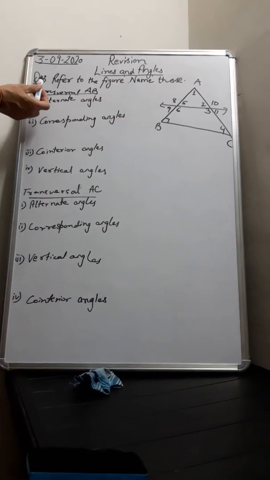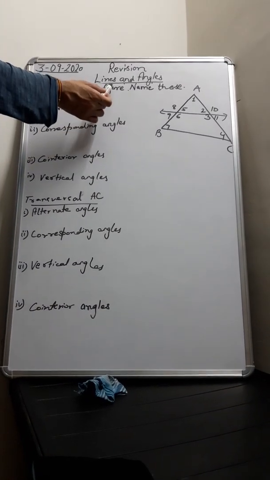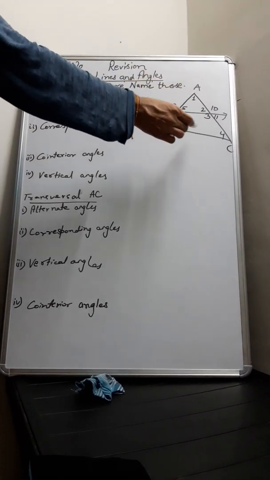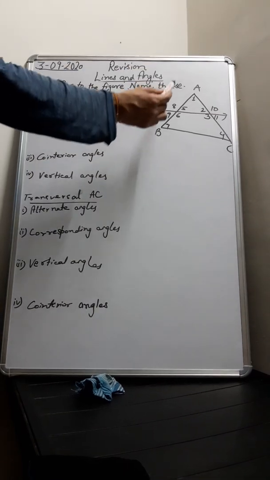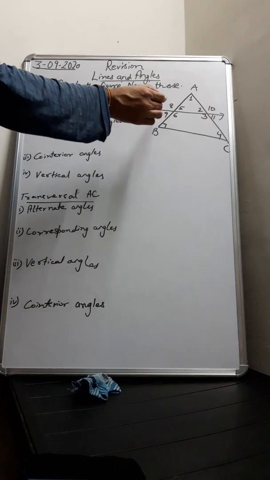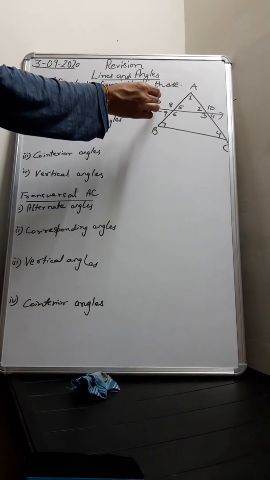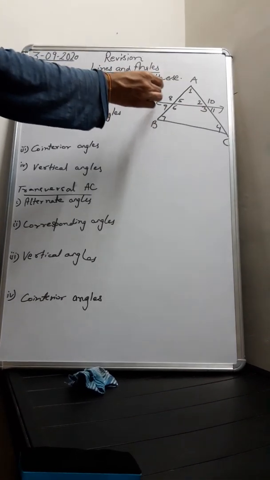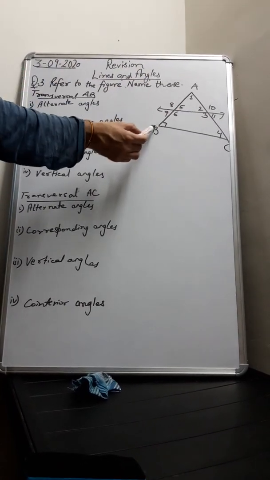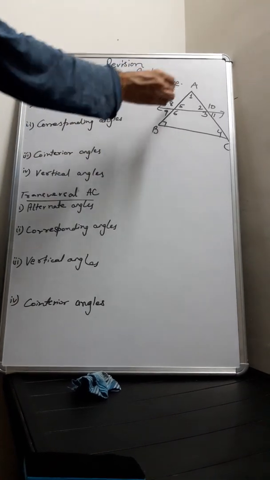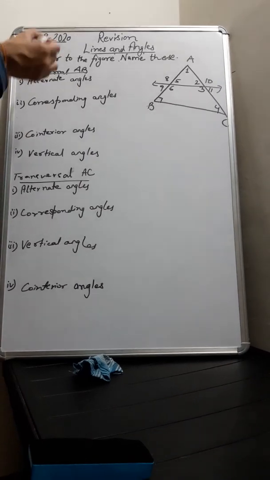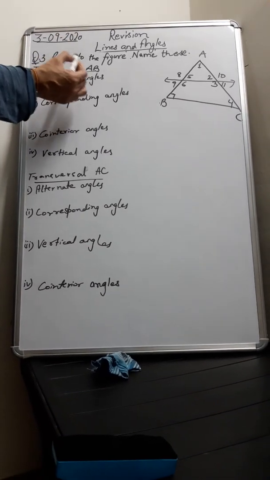Now question number 3, refer to the figure and name these. So here we can see that this is a figure, and in this figure we have been given a triangle ABC. This has been bisected by this line, and this line is parallel to BC. So AB will be a transversal and AC again will be a transversal. So first we have taken transversal AB.